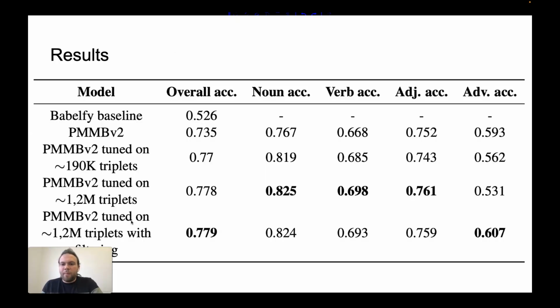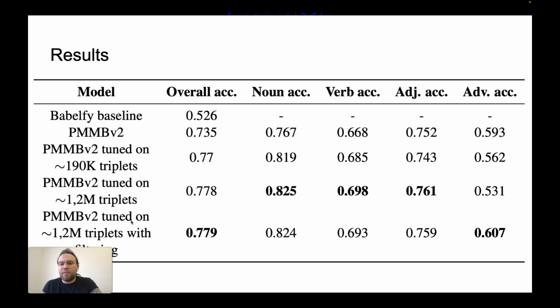Our PMMB version 2 model that was fine-tuned on the 1.2 million samples with filtering achieved an accuracy rate of 77.9%. Here you can see the accuracy per part of speech. For nouns, verbs, and adjectives, the model fine-tuned on the 1.2 million samples without filtering showed the best results, while the best accuracy for adverbs was received on the filtered dataset. Also, a bigger dataset leads to better results.